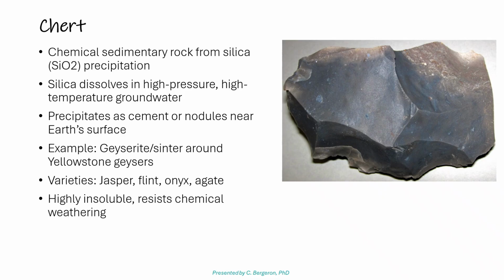out of solution. And typically you have water deep underground that's subjected to high pressure and temperature, and it keeps the silica dissolved in this aqueous solution. And then as the groundwater rises toward the surface, it can rise slowly or emerge abruptly, but either way it precipitates out and forms these really neat rocks called chert.